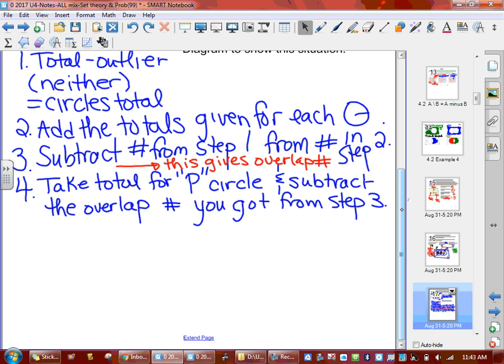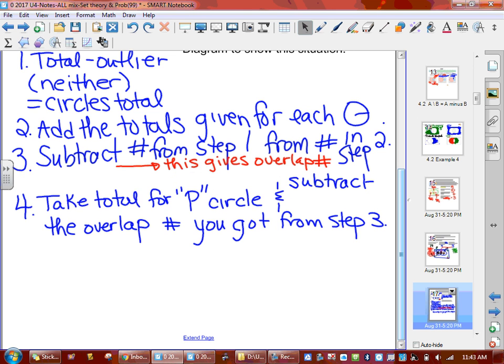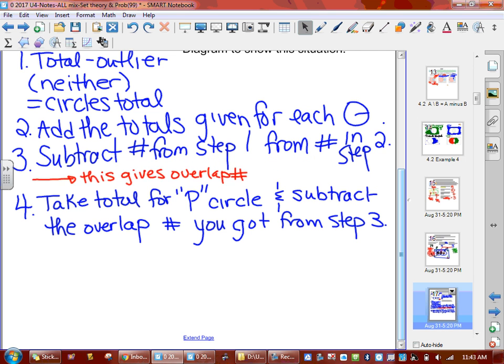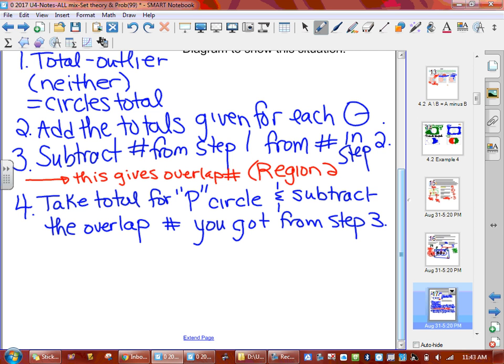So you add the totals for each circle in step 2. Step 3 says take the number from step 2 and subtract step 1, and that gives you the overlap number. That gives you the one in the middle for region 2. Okay, the overlap number, region 2. Then you take the total for the P circle and subtract the overlap number you got from step 3. And this gives region 1, which is P only, as we would label it.